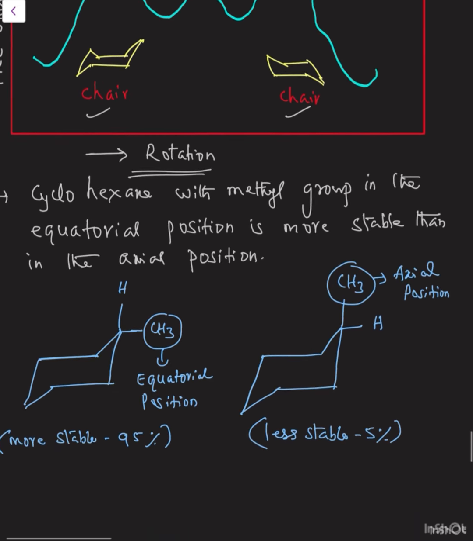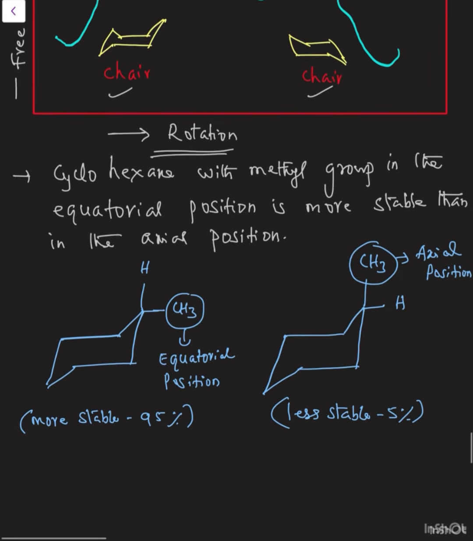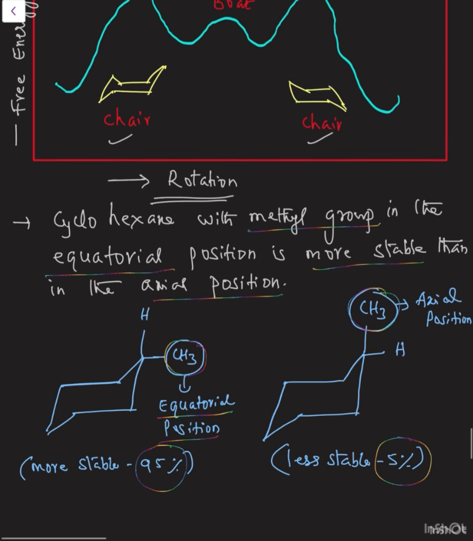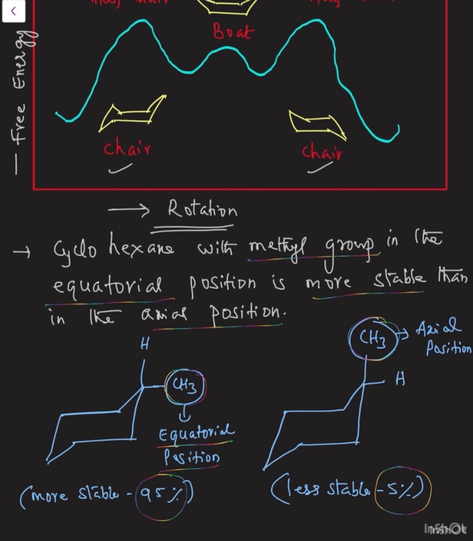So here, cyclohexane with a methyl group: the methyl group in the equatorial position is more stable than in the axial position. So here, whatever CH3 group is there, that CH3 group is at the equatorial position. When it is in the equatorial position, it is 95% stable when compared with the axial position. CH3 with axial is just 5%. Related to this, we are going to solve more sums, so afterwards we'll discuss. Thank you.